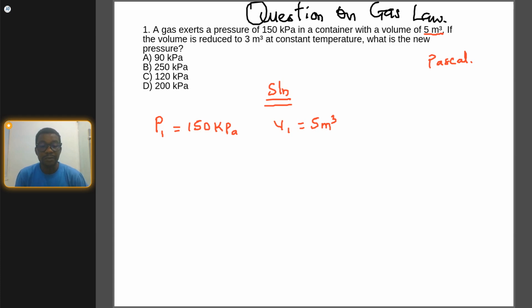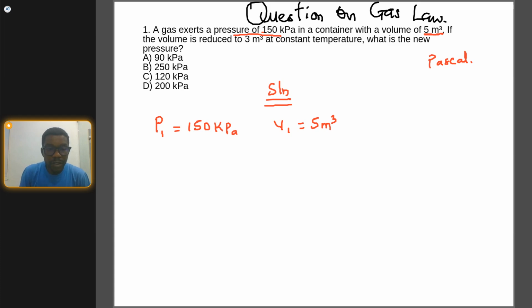Always take note, if your volume was given in centimeter cube, you are going to convert it to meter cube before you can solve the question. Because in physics, the unit for length is meter, the unit for area is meter squared, and the unit for volume is meter cube. So if you are given anything different from meter cube, you need to convert it before you can proceed to solve the question.